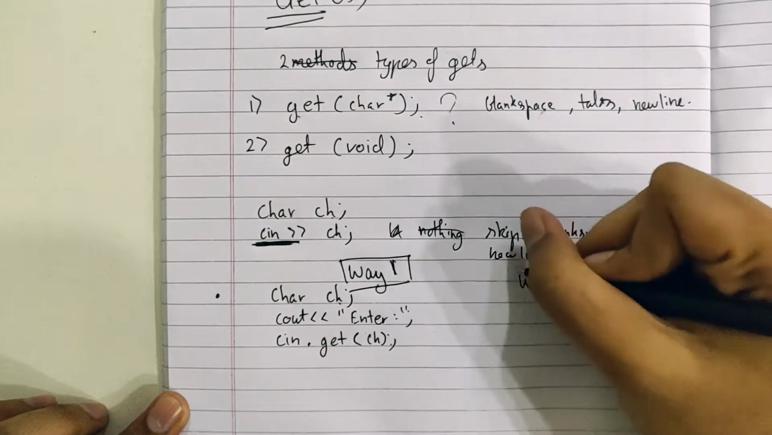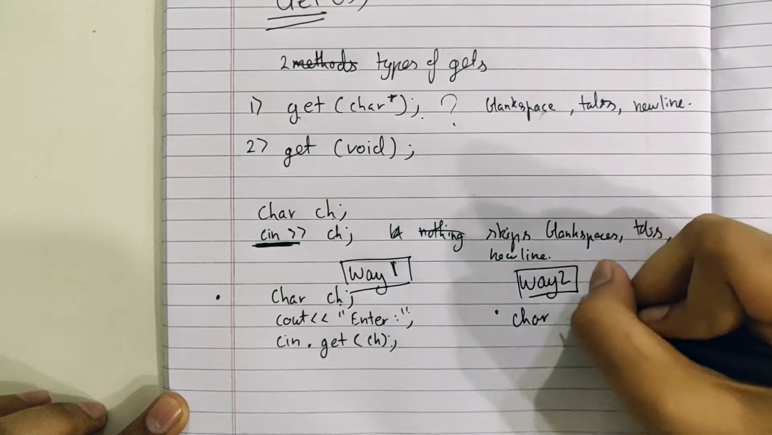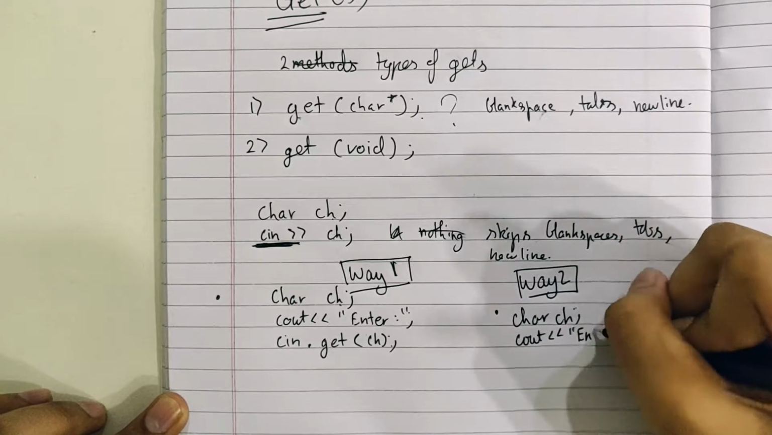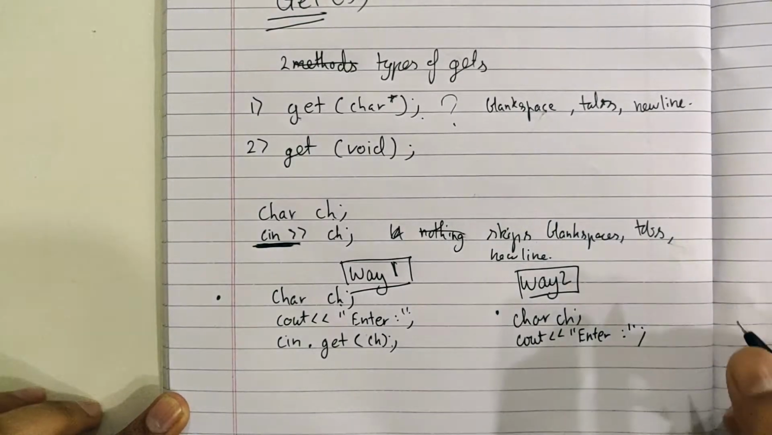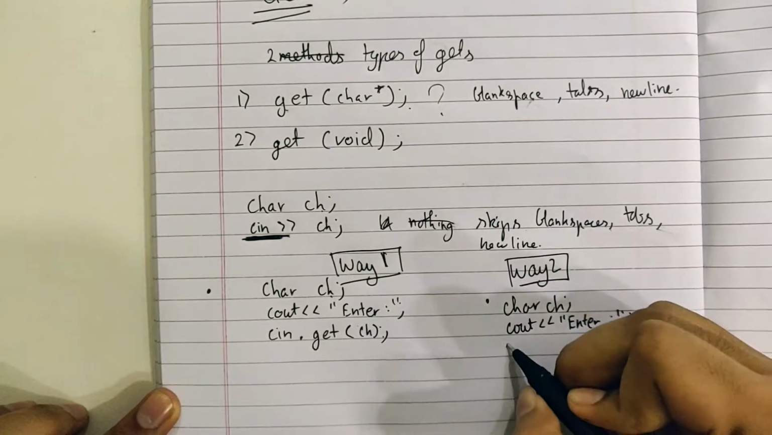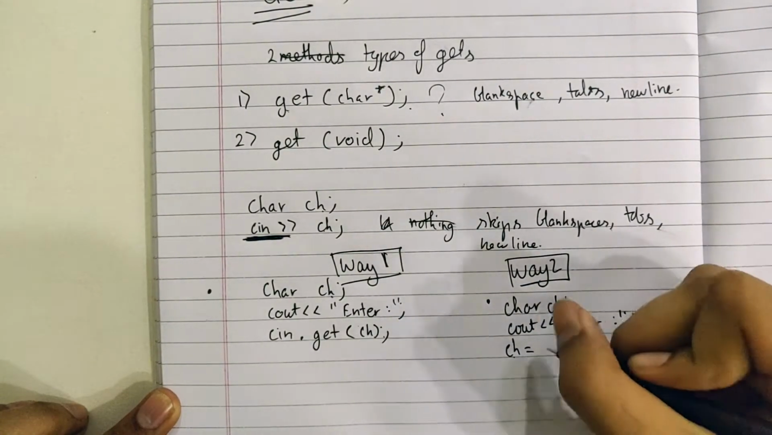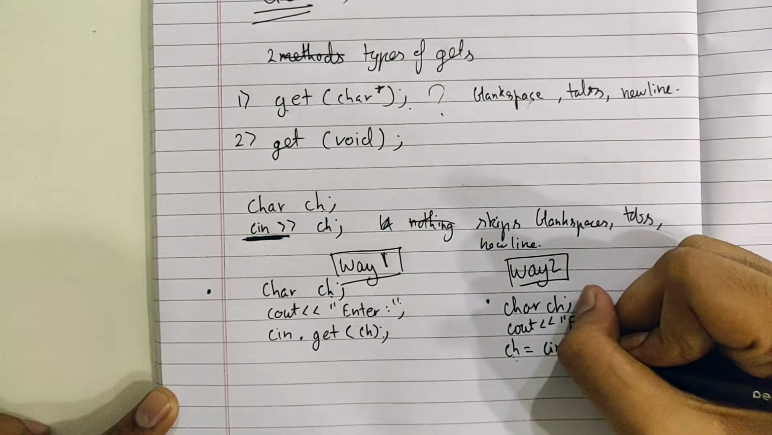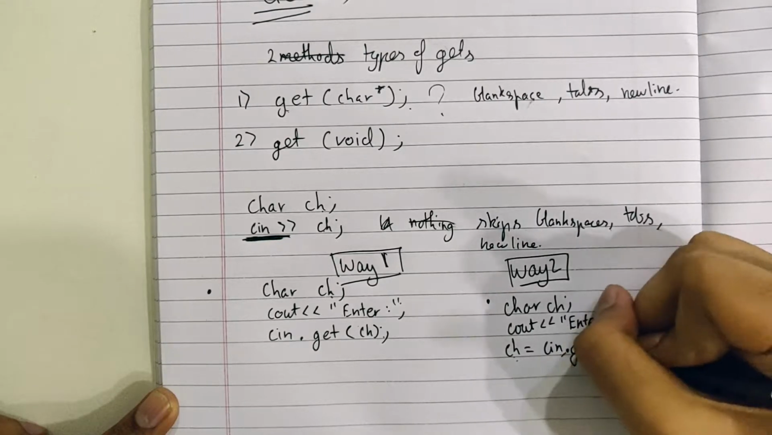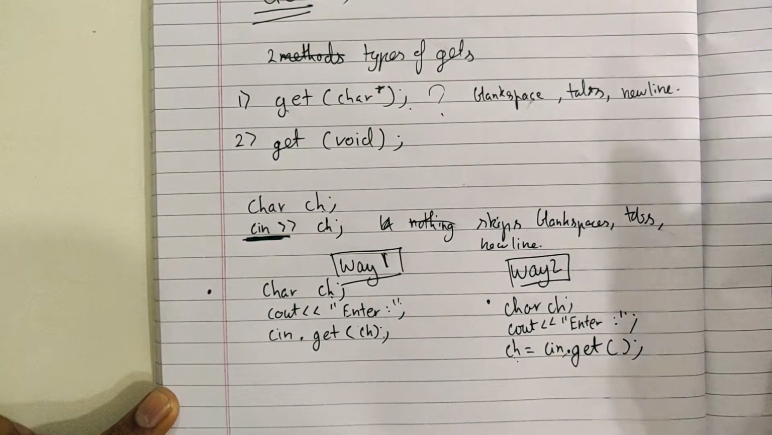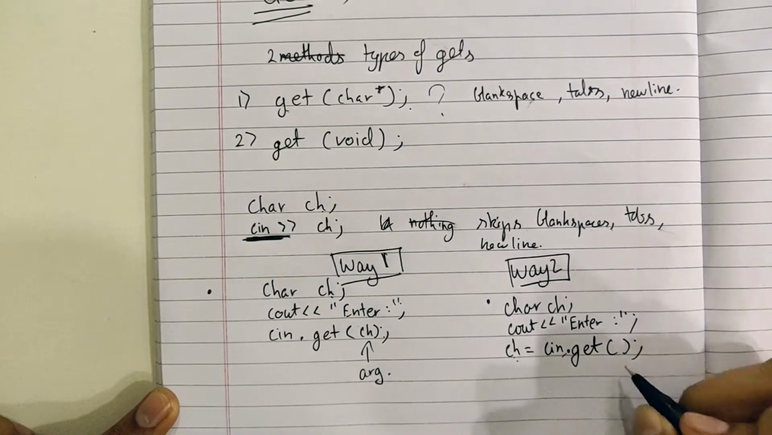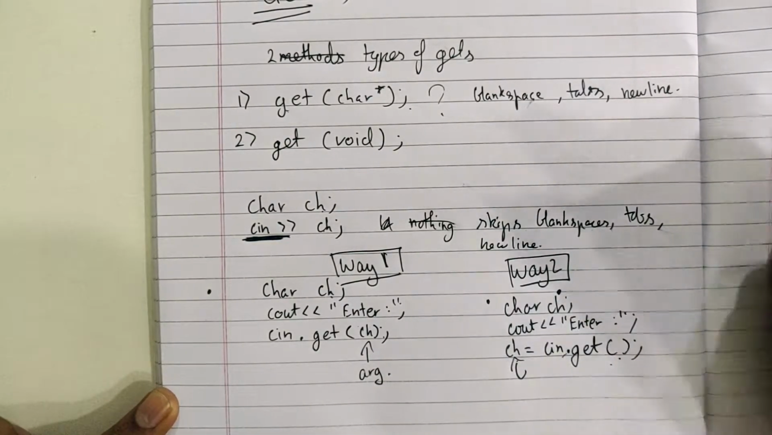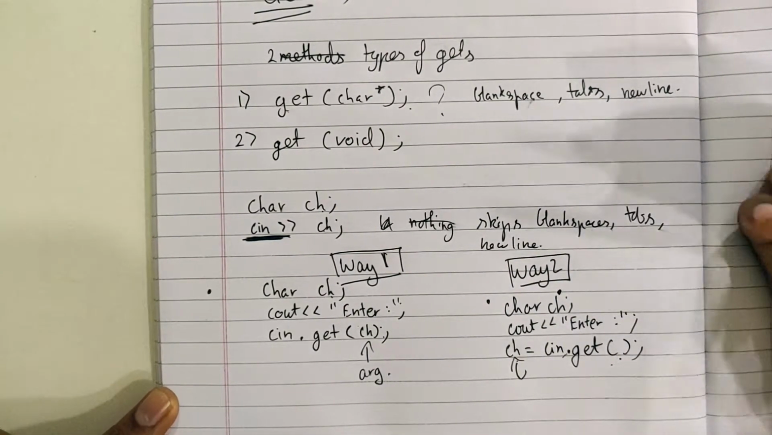Now how does way 2 work? In way 2, everything is similar: we create a character ch and show a display statement saying enter. But instead of doing this, we assign a value. This is the destination, ch, and we give it a source, cin dot get, and no arguments required, right? The argument was over here before, but we do not require an argument because it will just take in data and give the data to ch, which will store it. So these were the two ways in which you can use get.